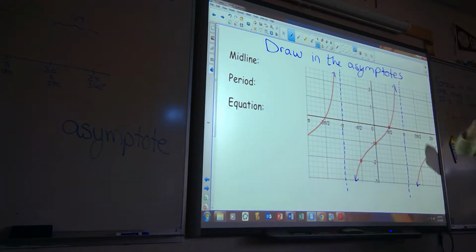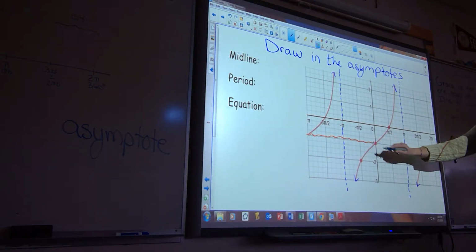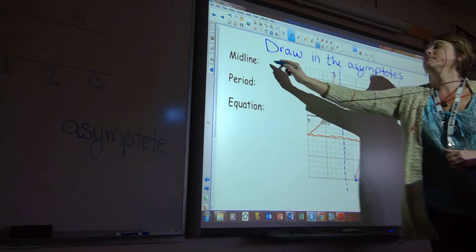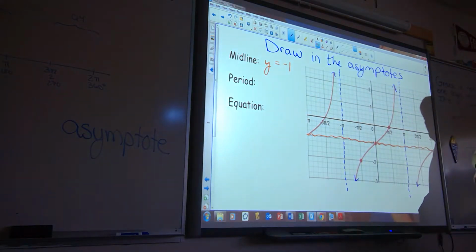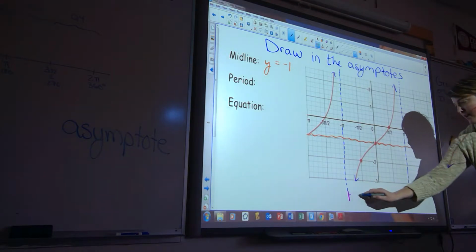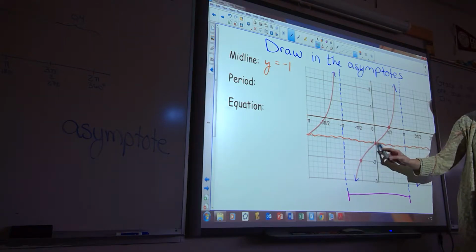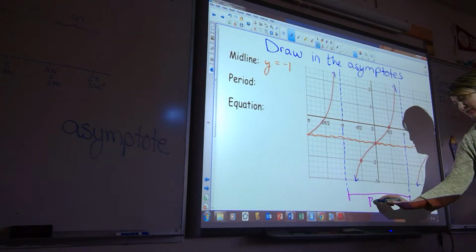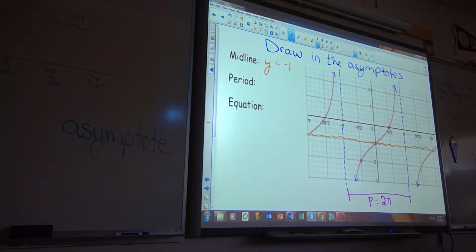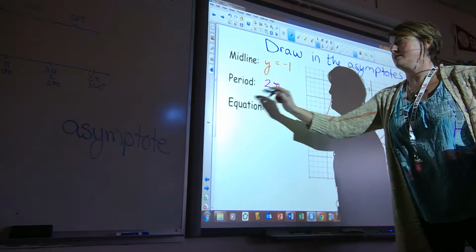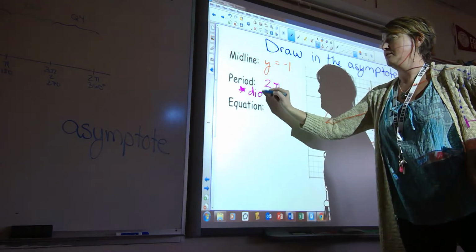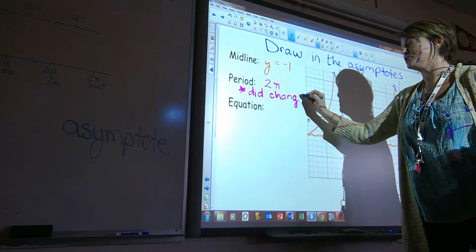Then let's draw in our midline. There's always going to be 3 points that we have to graph, so the middle point is where the midline would be. And in this case, it did go down 1. All right, now the period length, the middle is at 0. It goes pi to the left and pi to the right. So the period is 2 pi. Is that what it normally is? Not for tangent, so this one did change. It changed by a factor of 2.